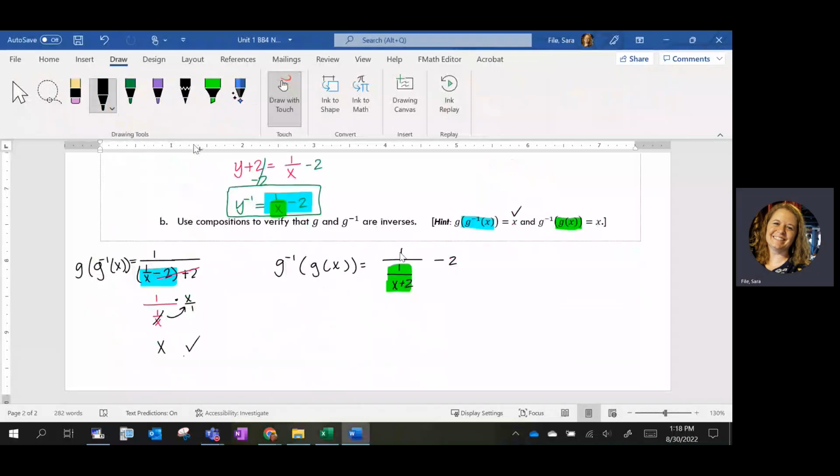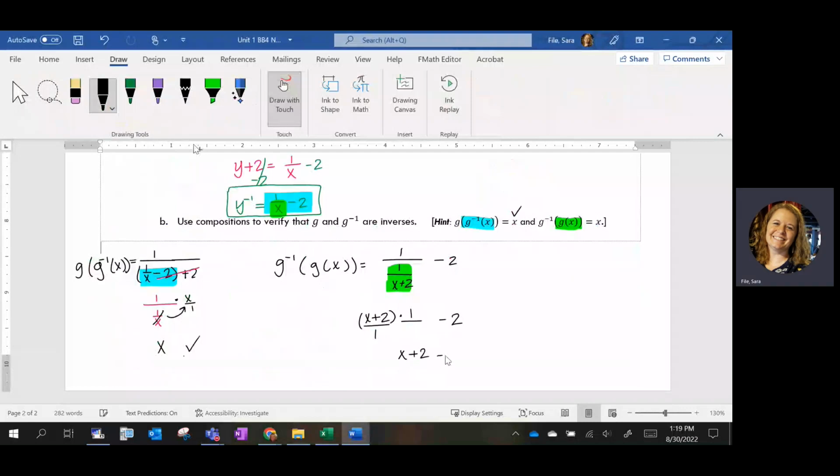To simplify this, I would do the same thing I did over here to get the fraction out of the denominator. Instead of dividing by the fraction, I'm going to change it to multiplying by the reciprocal. So if I do that, 1 over x plus 2 becomes just x plus 2, right? And then that's still just multiplying by the 1 that's in the numerator. And then I have the minus 2. So what ends up happening is that's just x plus 2.